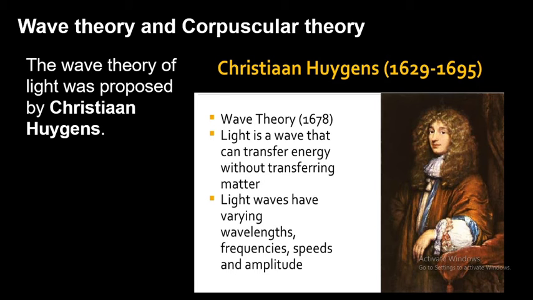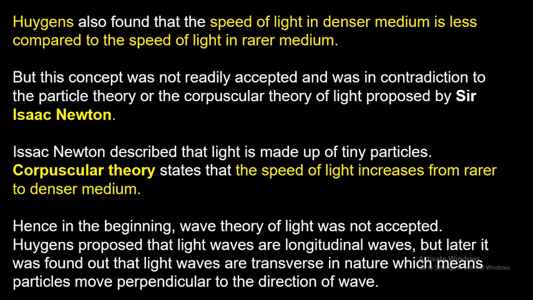So the wave theory of light was proposed by Christian Huygens. Light is a wave that can transfer energy without transferring matter, because it has wavelength, frequency, speed, and amplitude. Huygens also found that the speed of light in a denser medium is less compared to its speed in a rarer, less dense medium. But this concept was not readily accepted and contradicted the particle theory of Isaac Newton.